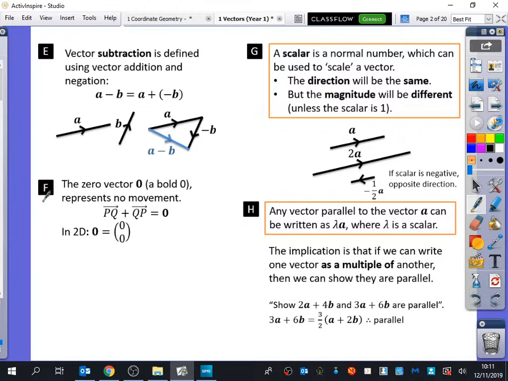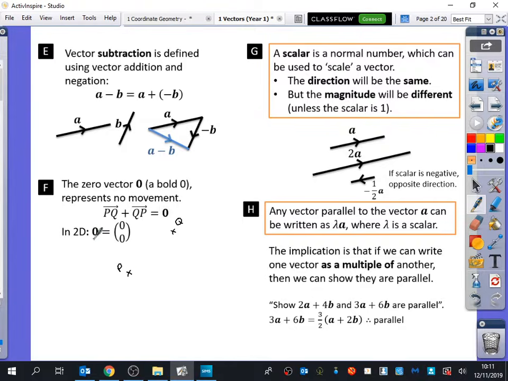Point F, very obvious point here, but it says the zero vector, which is a 0 typed as a bold 0, represents no movement. So here we've got PQ plus QP equals 0. We'll just have a quick think about why that's true. If this is the point P and this is the point Q, well, the vector PQ goes from P to Q, and if you add on QP, you're going from Q to P. You've ended up where you started, so there's been no movement at all, okay?